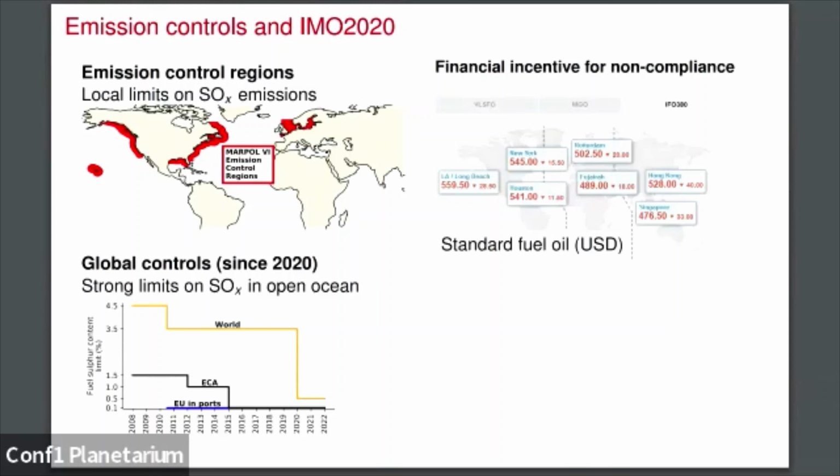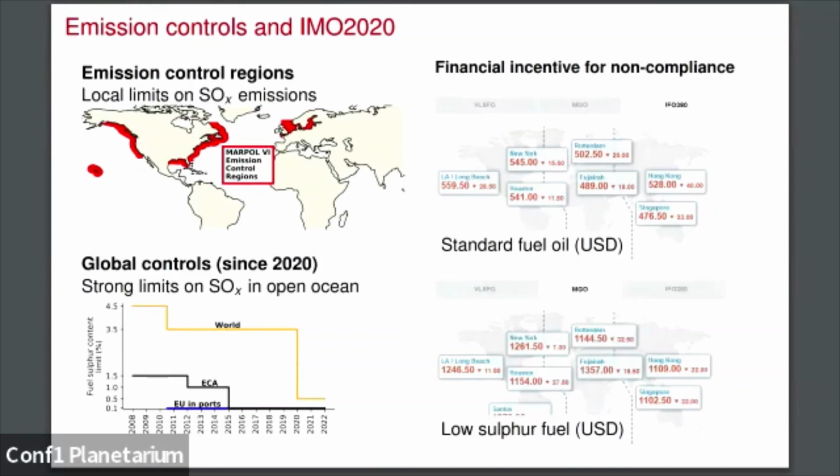Fuel at the moment is relatively expensive. These are some indicative costs for standard fuel oil. But if you look at the relative costs for the low sulfur fuel oil, it's clearly much more expensive. Burning low sulfur fuel oil is expensive. And so in the open ocean, we'd really like to be able to know whether ships are actually complying with these regulations and burning the more expensive fuel.